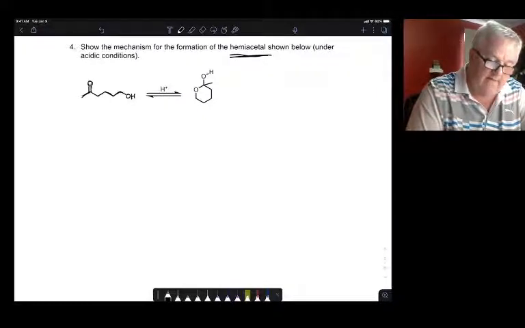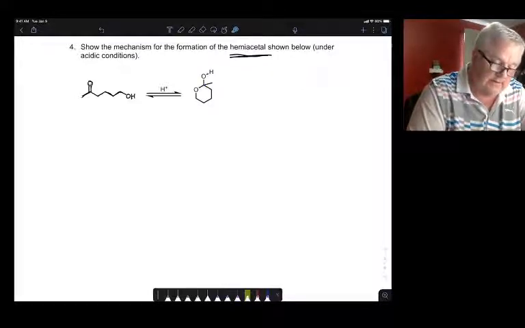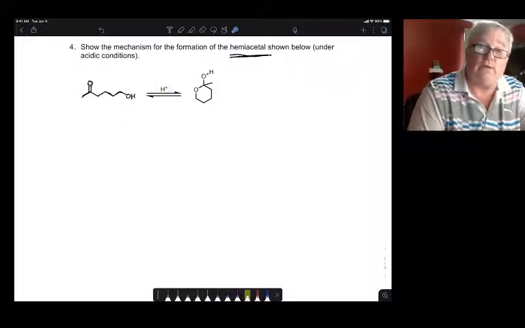Notice that we have a 1, 2, 3, 4, 5, 6-membered ring. What we have to realize is that this is the carbonyl carbon from the reactants. So if that's carbon 1, 2, 3, 4, 5, 6, we can get a 6-membered ring by this attacking that carbonyl. Now it's under acidic conditions, and what do we do under acidic conditions?